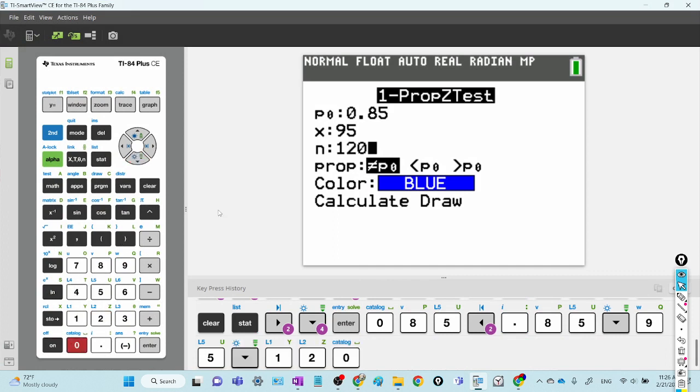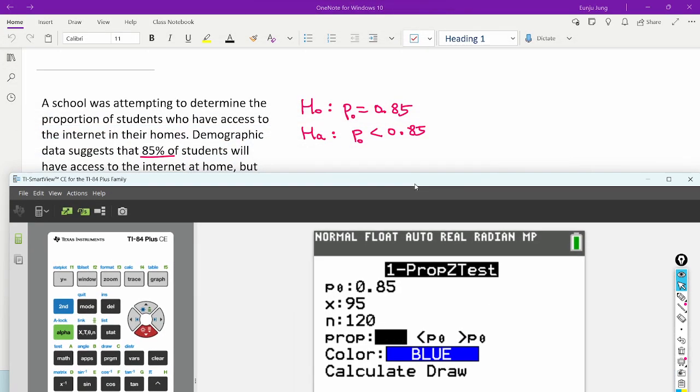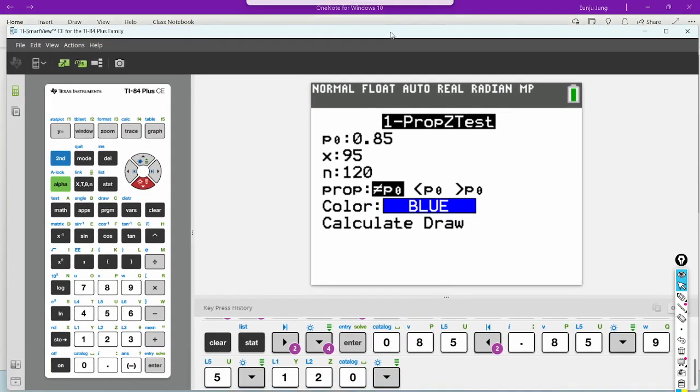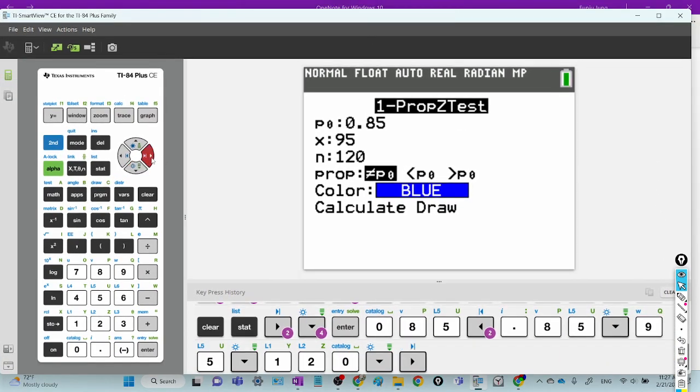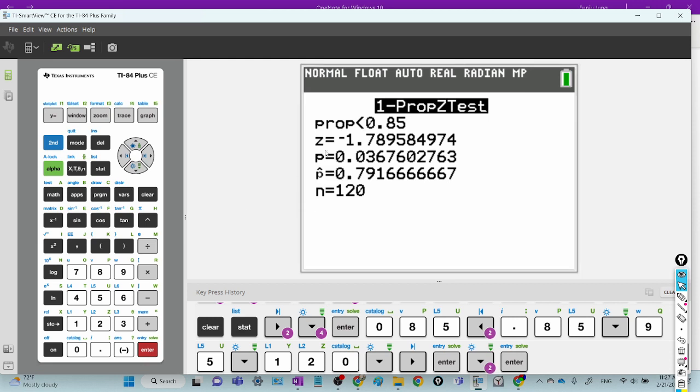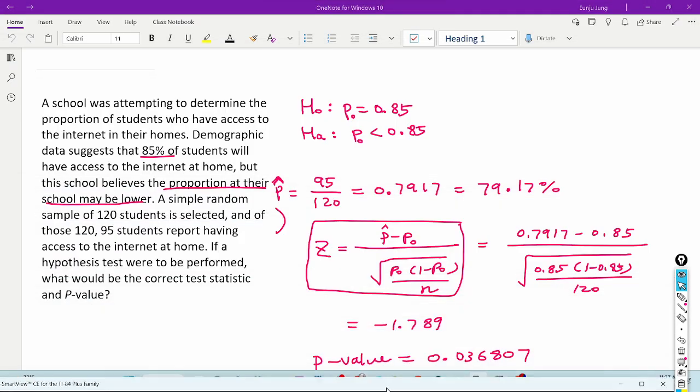Automatically, when you turn on the calculator, it is already set up for the first one, right? So you need to think, did we choose the first one in setting up the alternative hypothesis? No, we did not, so we need to choose the right one. So we choose the next one, less than the null hypothesis probability. So we go with the next one, and then we will choose the calculation. So let's see. So we see z value negative 1.789 and p value 0.036, like that, okay?